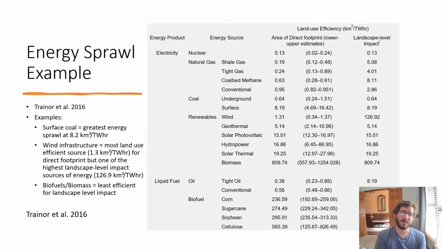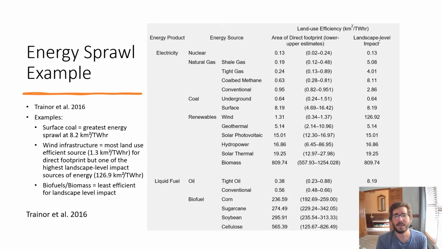A table provided by Traynor et al. 2016 provides a view on the direct footprint of individual energy sectors in comparison with the landscape level impacts to determine which of these is the most efficient. In this case, the higher the landscape impact, the less energy extracted per square kilometer. But as shown in the interactive model, CO2 production is variable based on the source of renewable or non-renewable energy.